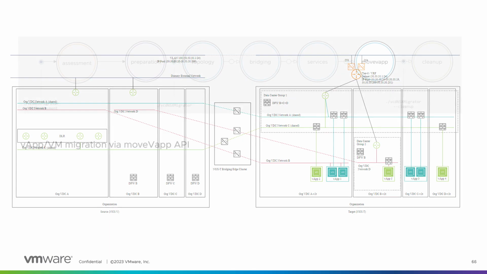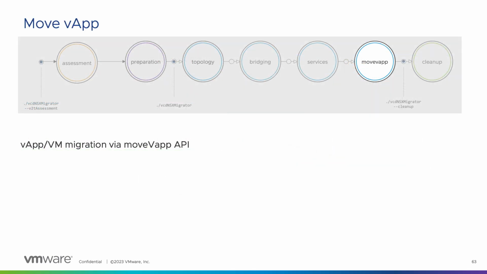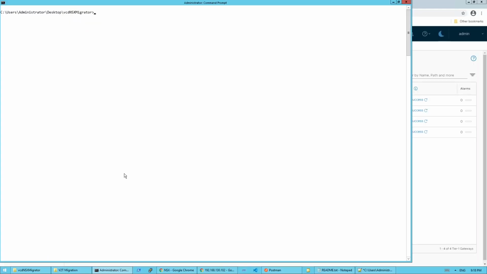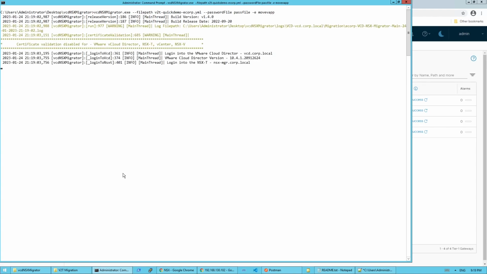The Move vApp phase uses the underlying Move vApp API in Cloud Director to migrate workloads, vApps or VMs, from the source org VDC to the destination org VDC. This is basically just using vMotion in the background to move our workloads from source to destination. So let's go ahead and kick this phase off. This should look pretty familiar by now, as we're kicking off the tool in a very similar way to the way we have in the previous phases.